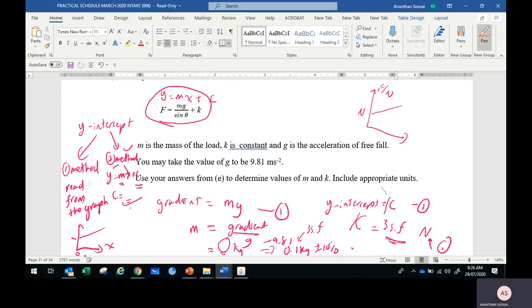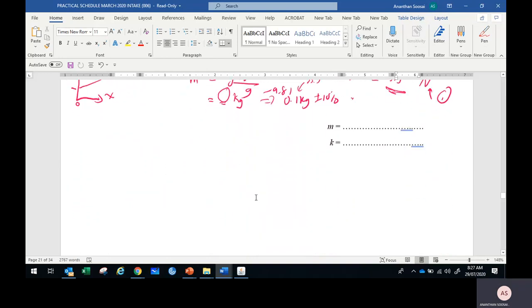Get one coordinate from the graph. Let's say you have six coordinates here. Don't take a coordinate which does not fall on the line. You must take a fresh coordinate from the line. That coordinate is the one you substitute here. If the coordinate falls on the line, it can be used. If the coordinate is off the line, you cannot use it. Okay, so this is the force experiment.